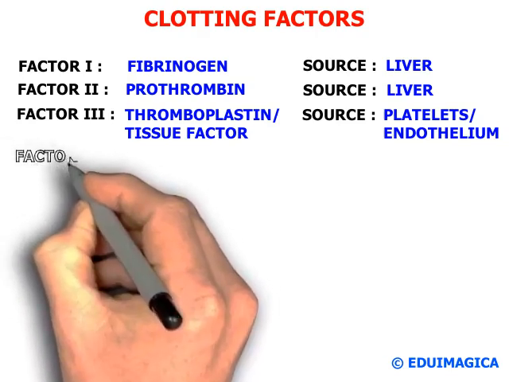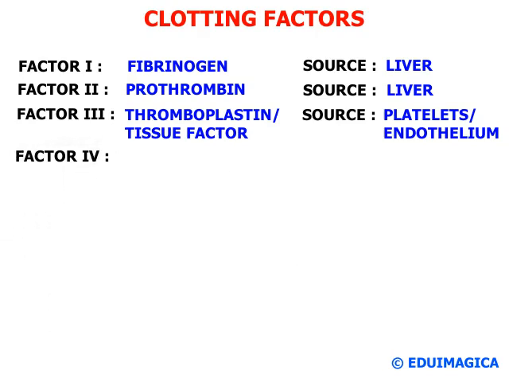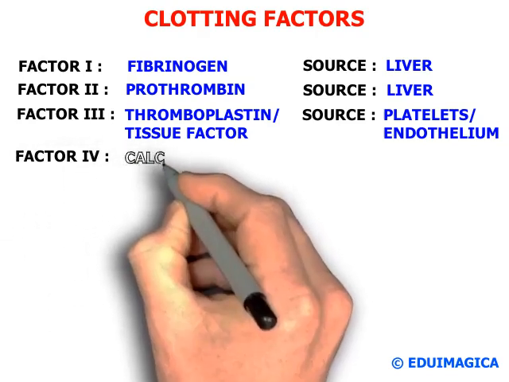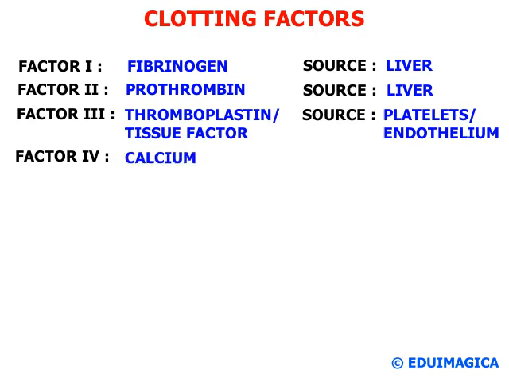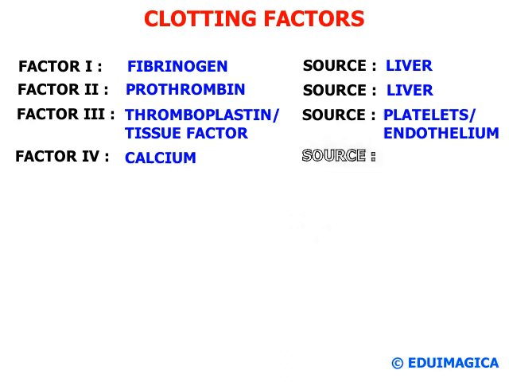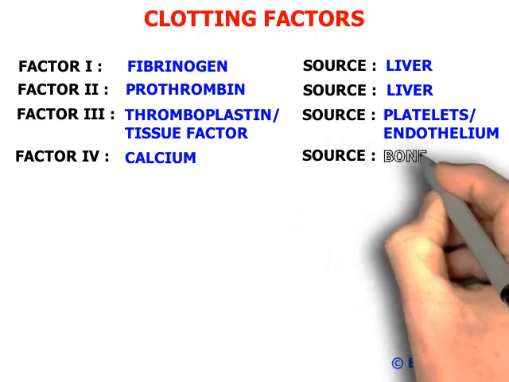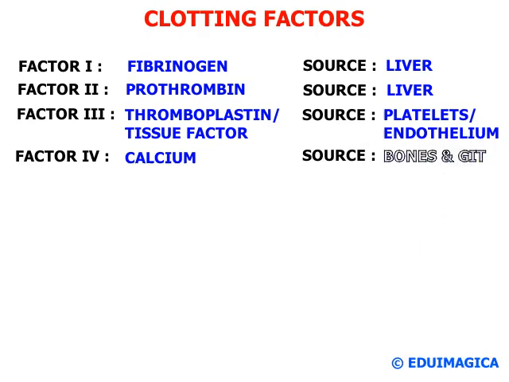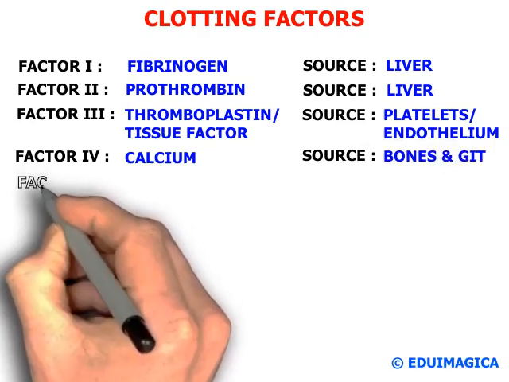Now let's talk about the factor number 4. Factor number 4 is known as calcium. Calcium is the most important ion involved in coagulation cascade. It is involved in almost all reactions of the intrinsic and the extrinsic pathway. That is why calcium is numbered as the most important. The source for the calcium is bones and GIT absorption.